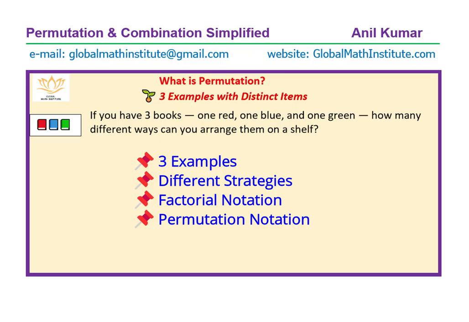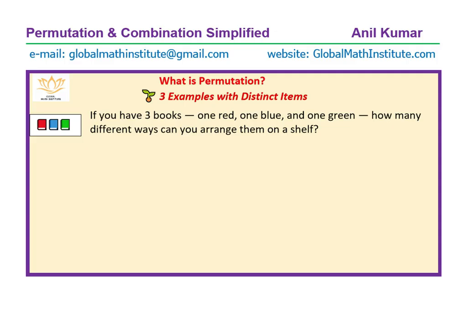So here is a very simple, thoughtful example which says if you have three books, one red, one blue, and one green, how many different ways can you arrange them on a shelf? Think about it, right? Let's say this is the shelf on which you have to arrange the given books. How many different ways can you do it? They are all in a particular order, let's say from left to right, in a straight line. And all are different, right?